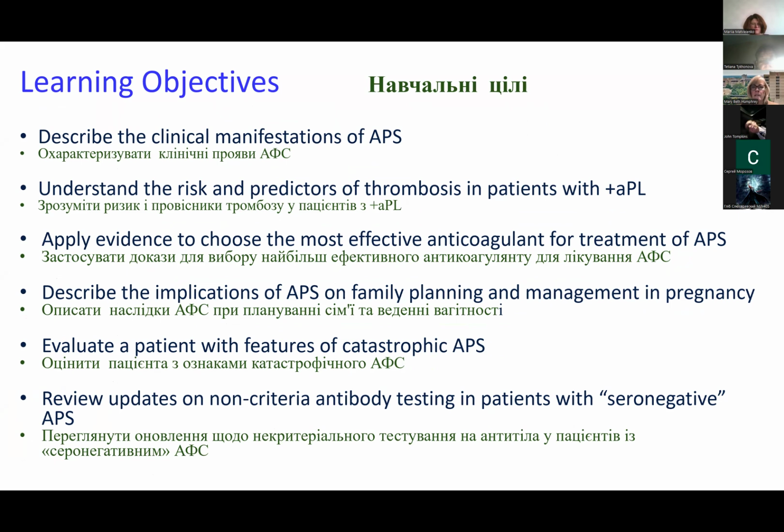And these are our learning objectives. So we'll describe the clinical manifestations of APS, antiphospholipid syndrome, understand the risk and predictors of thrombosis with patients that have autoantibodies against the antiphospholipids, apply the evidence to choose the most effective anticoagulant for the treatment, describe the implications on family planning and pregnancy management, evaluate the patient with features of catastrophic antiphospholipid syndrome, and then actually, I don't think we're going to review the updates on the non-criteria antibody testing.